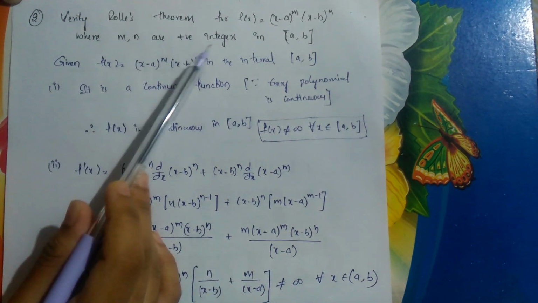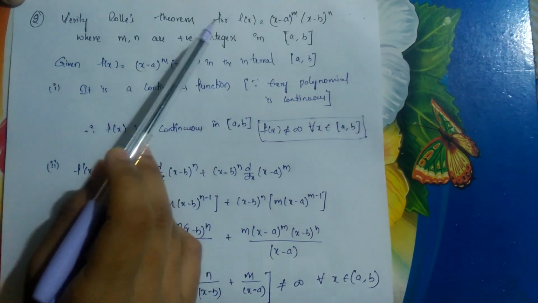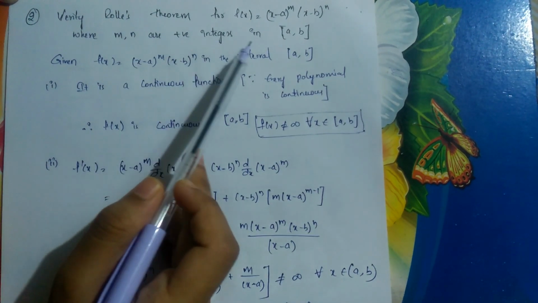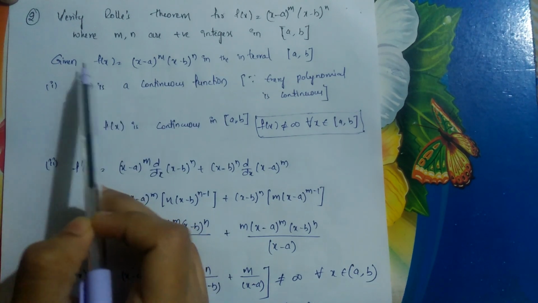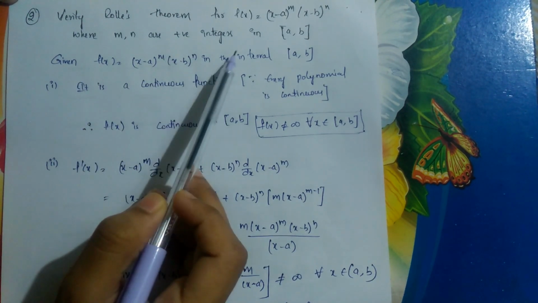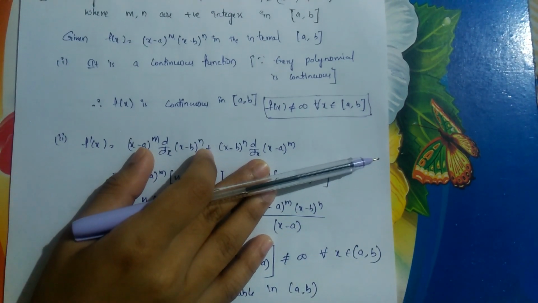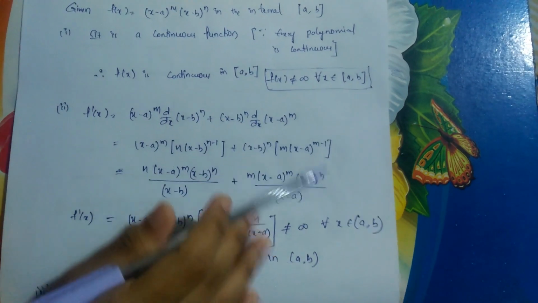Verify Rolle's theorem for f of x is equal to (x minus a) whole power m into (x minus b) whole power n, where m and n are positive integers in the interval a comma b. The given function is (x minus a) whole power m into (x minus b) whole power n in the interval a comma b, and we have to check whether it's continuous or not and differentiable or not.